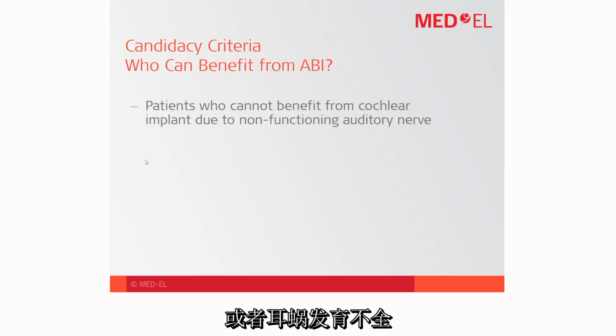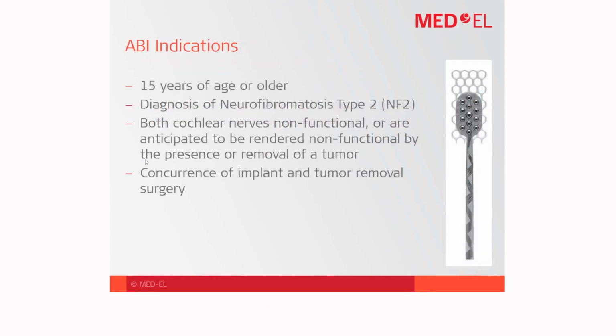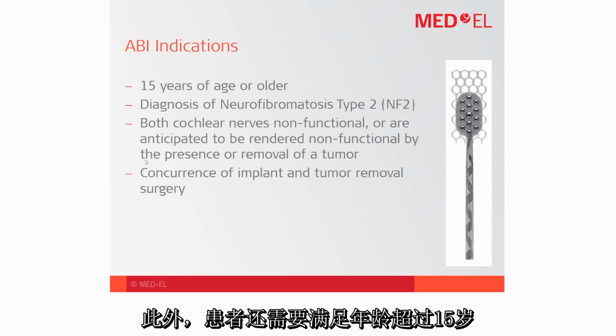Who can benefit from an ABI? Generally, patients who cannot benefit from cochlear implantation due to non-functioning auditory nerves are the ideal candidates for an auditory brainstem implant. Now, the non-functioning auditory nerve can be due to a number of reasons. It could be because of neurofibromatosis type 2 or tumors on the auditory nerve, or could be because of cochlear aplasia or cochlear hypoplasia, which we'll be talking about in the next slides. So these are the ABI indications.